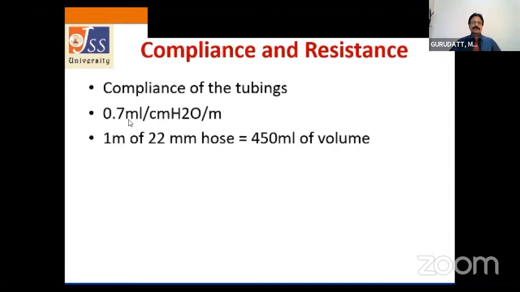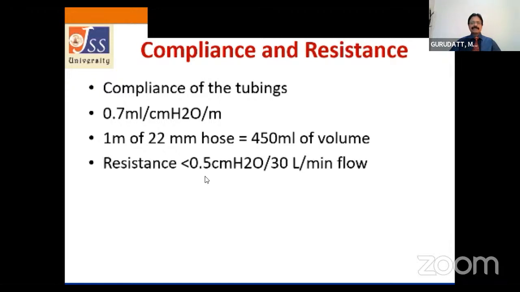The compliance is just 0.7 ml per centimeter of water per meter. Suppose I am ventilating a patient with a peak inspiratory pressure of 20 centimeters. So 20 multiplied by 0.7 is just 14 ml. That means only 14 ml is lost to distend the tubings, which is called wasted ventilation, and the majority of the tidal volume that I have fixed would be delivered to the patient. So there is an advantage with the plastic tubings. And 1 meter of tube will hold about 450 ml, that is the capacity.